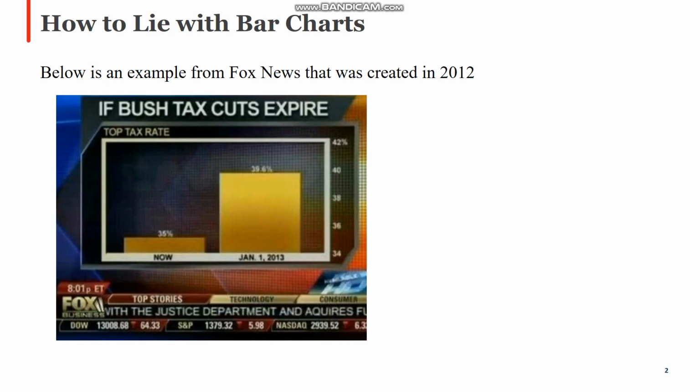Below is an example from Fox News that was created in 2012. If you watch the Fox TV news, you see a figure like this. The two bars are significantly different. So if the Bush tax cut expires, we will see a huge increase in our tax rate.